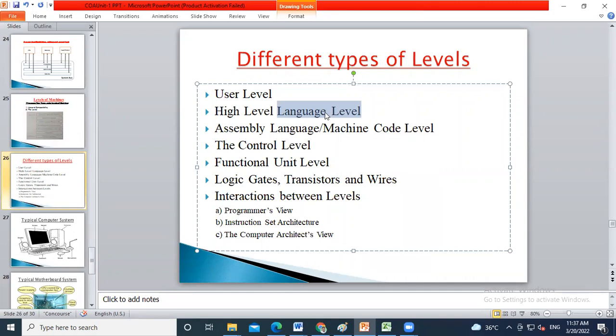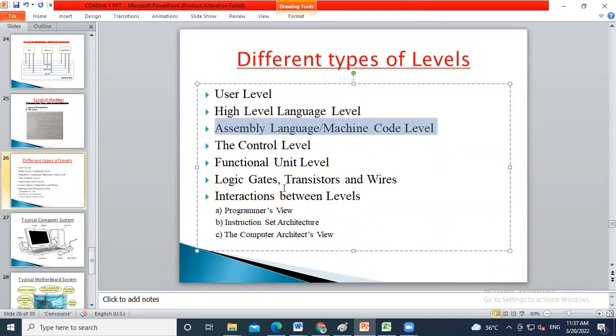Next is assembly or machine code language. As you know, in the generations of computers, the third one is assembly language programming or machine code level. From user level to high level, and from high level to machine level languages, there is again a mismatch for the execution. To overcome this, one more level was introduced, that is the machine code level, which we normally call the assembly level. That is the third part, assembly language or machine code.